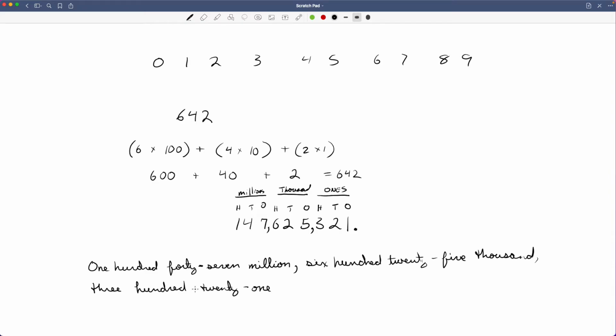hyphen between them. Any number between 20 and 100, we put a hyphen between it, unless it is 20 or 30 or 40 or 50. If it has any number but 0 in the ones place behind here, then you use a hyphen to combine those into one value. So, 147,625,321. That is how you would say it.